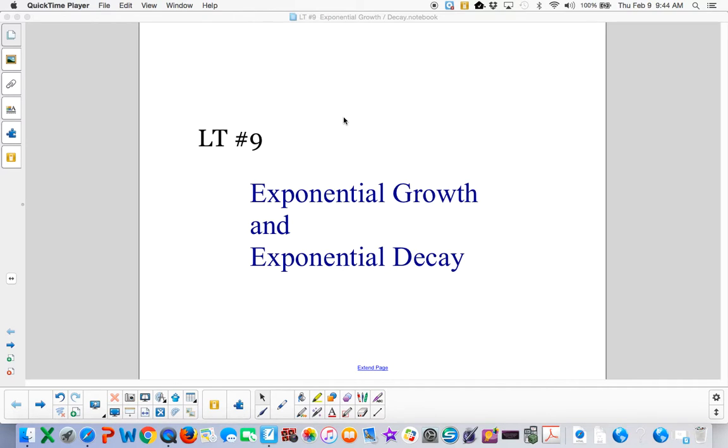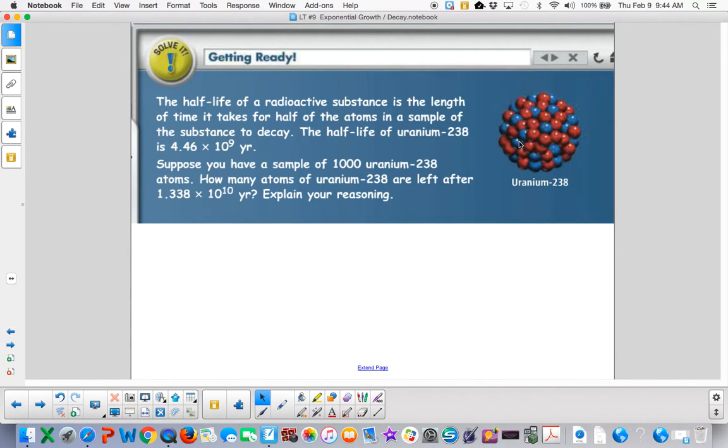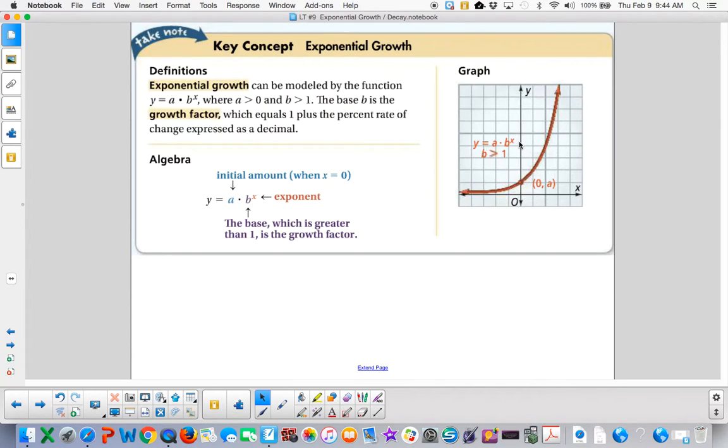On Learning Target 9, Exponential Growth and Exponential Decay. One example of that is half-life with radioactive substances. We're going to look at that later on in this lesson. The first thing we're going to look at here is exponential growth, things that not only grow at a constant rate, but grow exponentially.